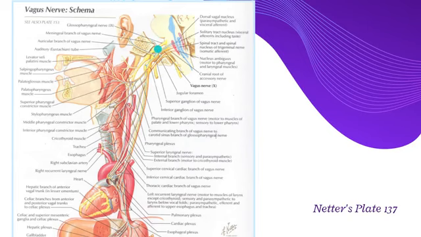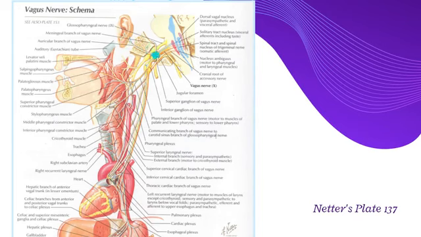And then you'll see the auricular branch within this jugular foramen. This is also a sensory branch, and it's going to contribute to supply the ear. It'll supply the auricle, the external acoustic meatus, and also the tympanic membrane.